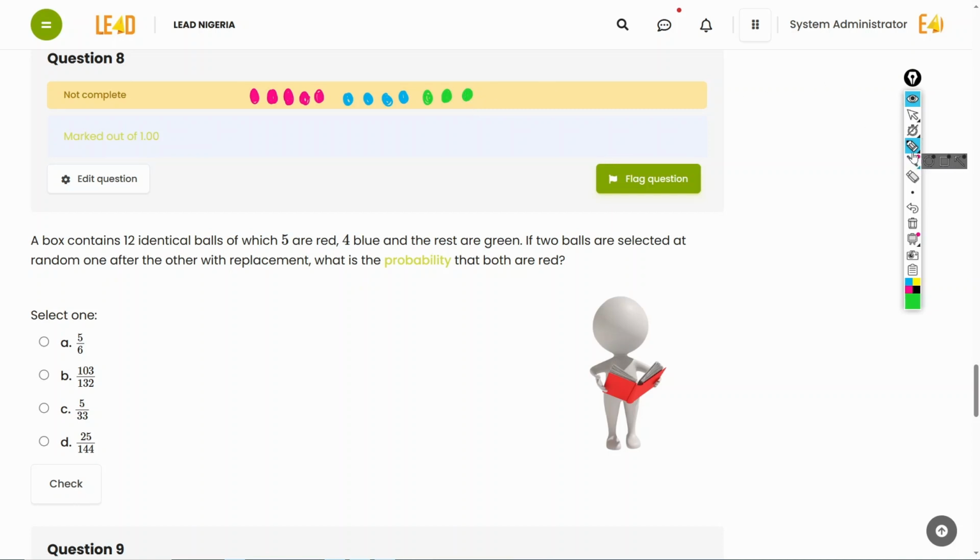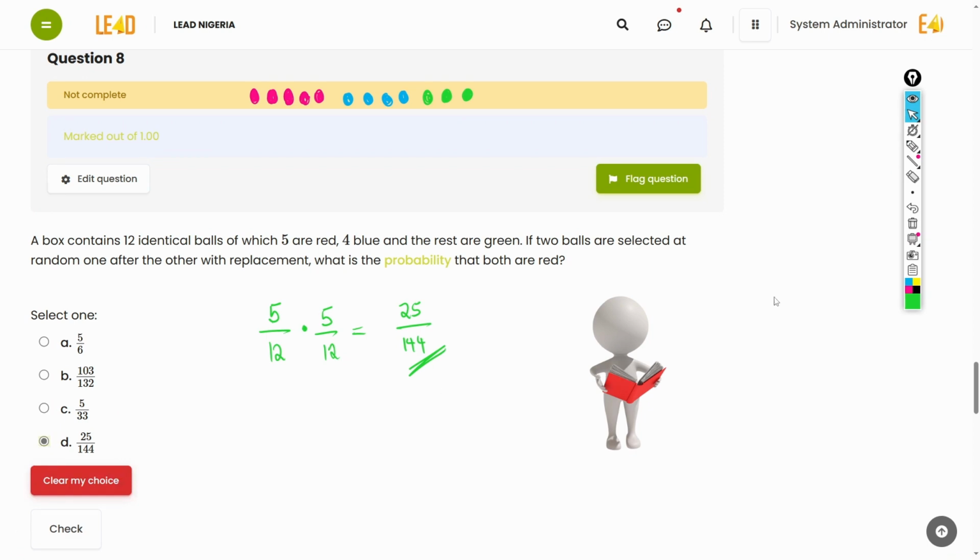Okay, so we are drawing with replacement. Find the probability that both of them are red. So that will be 5 over 12 the first time. Then for the second trial, because you replace the red, the total number of balls will be the same and the total number of red balls will be the same. So times 5 over 12 again, which gives you 25 over 144. All right, that's option D. 25 over 144.